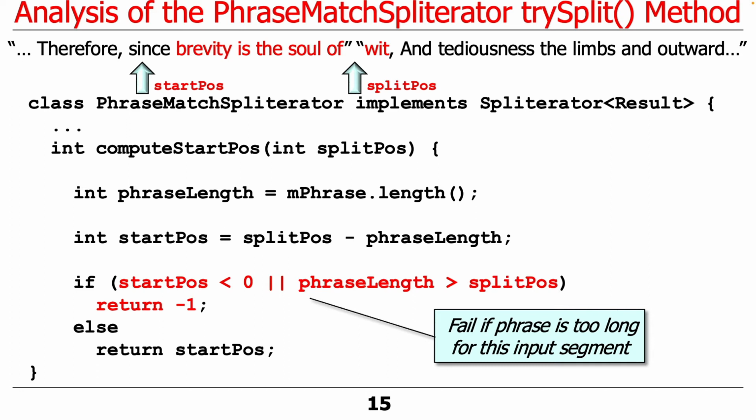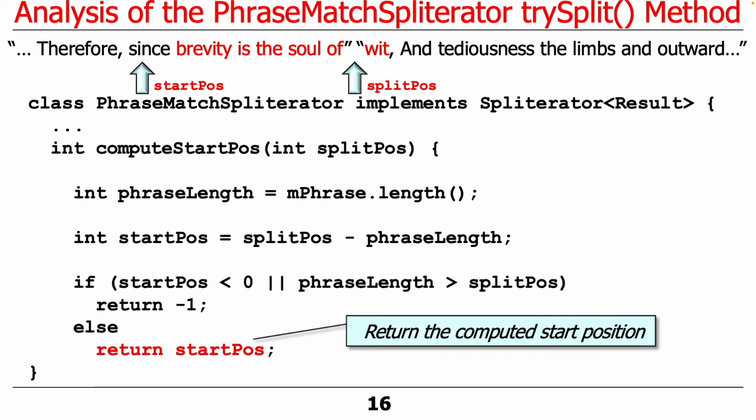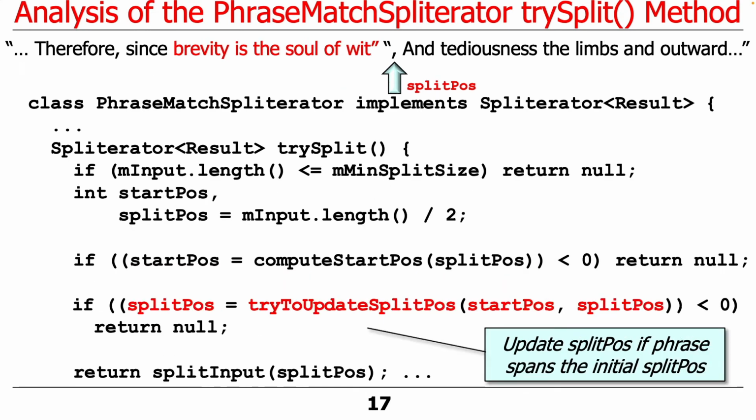So the start pause is the split pause minus the length of the phrase. We're doing this, by the way, to make sure we don't end up splitting across the phrase itself. So we return the computed start position. We then call another method which will update the split pause if the phrase spans or straddles the initial split pause. So we need to update split pause if there's going to be a problem. So we pass in the start pause and the split pause, and then we get back an updated split pause.